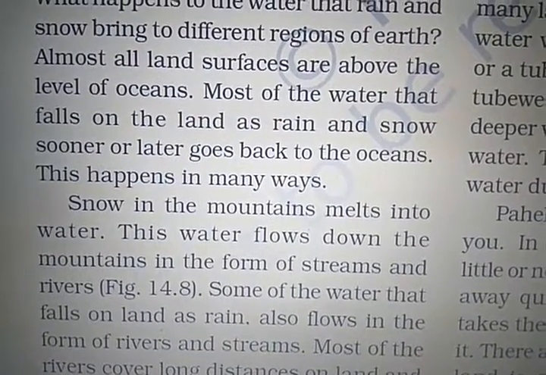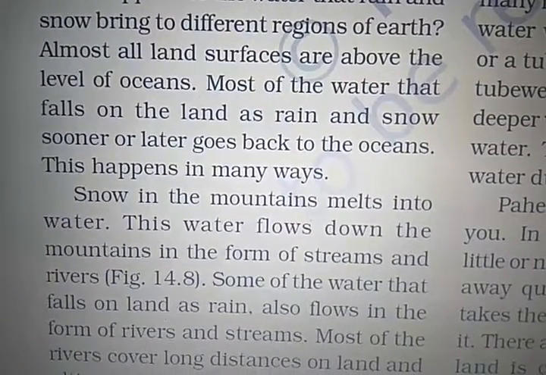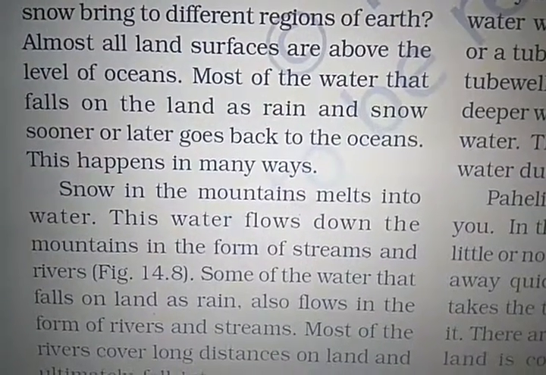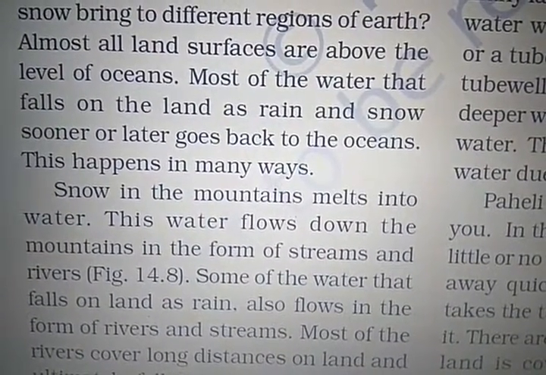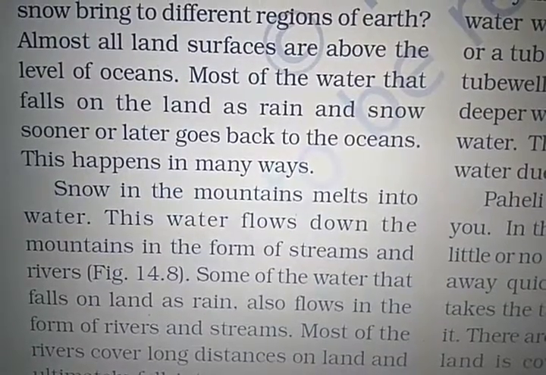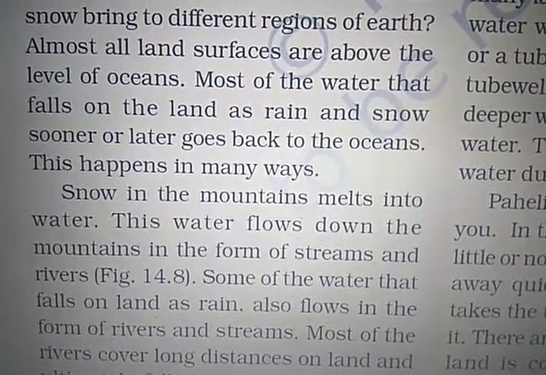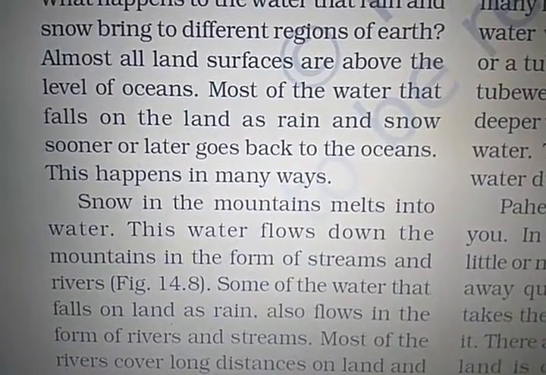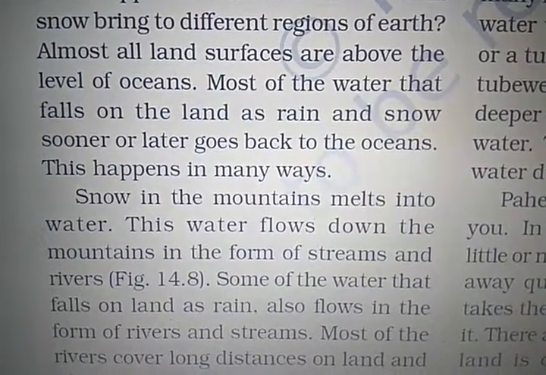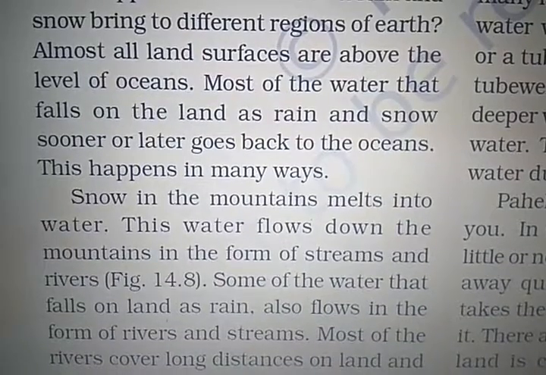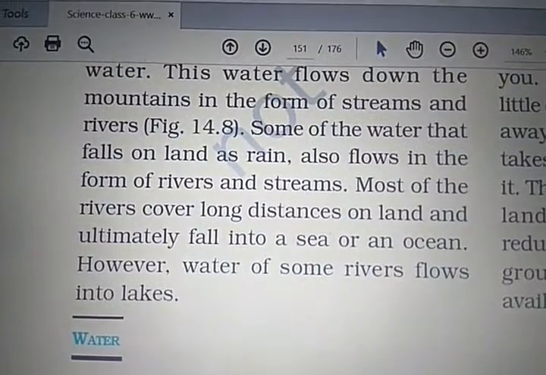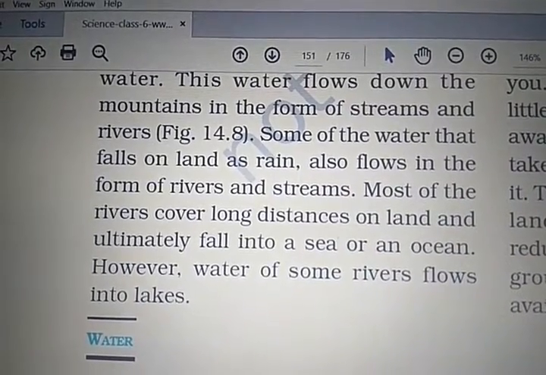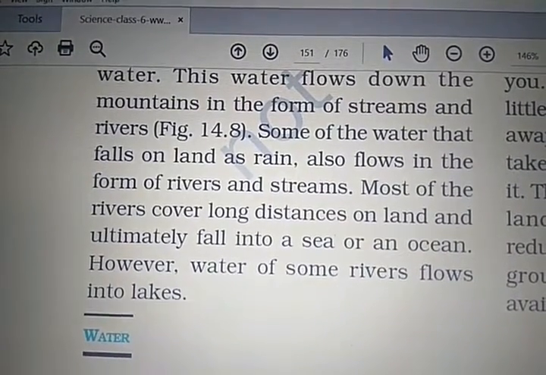The water which comes from the mountain is in the form of ice, and it is converted into liquid, in the form of streams. Some of the water that falls on the land as rain also flows in the form of rivers and streams. Most of the rivers cover long distances on the land and ultimately fall into the sea or into the oceans.